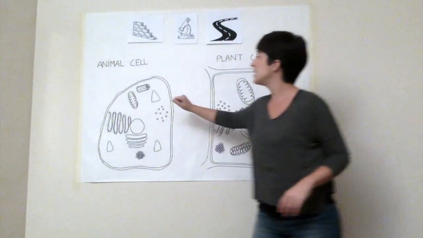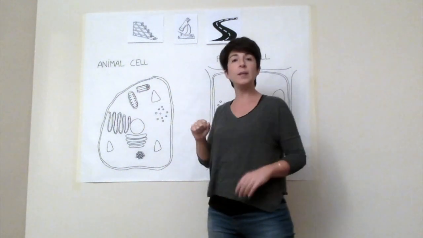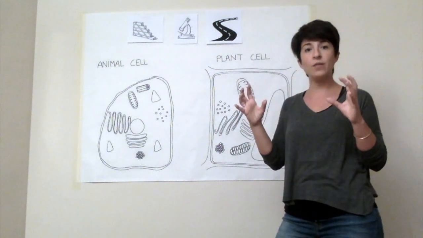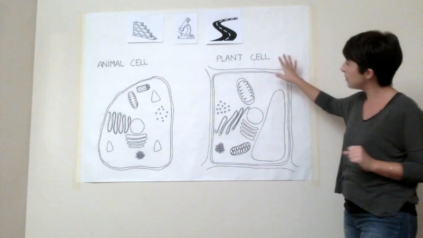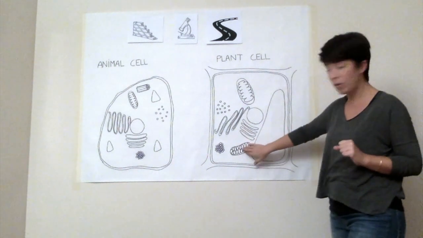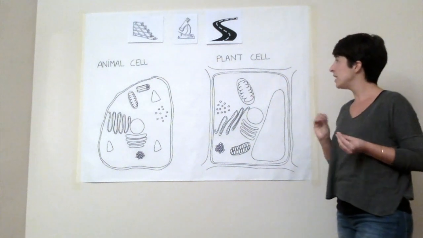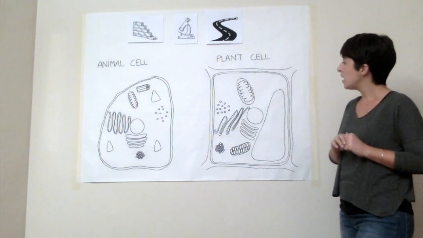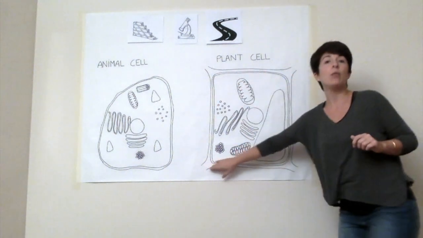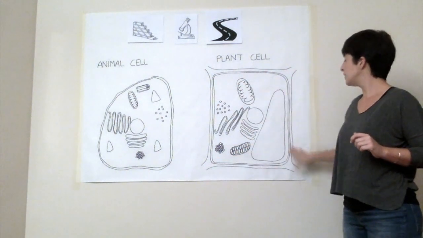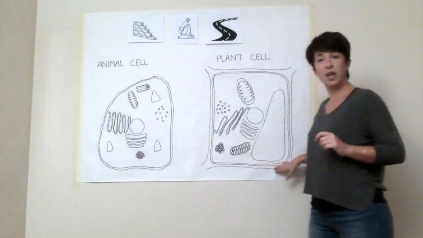Animal cell has centrioles. Centrioles are involved in the division of the cell. And the plant cell has the chloroplast that produces the food that the cell needs to live. And the plant cell also has the cell wall that helps the cell to maintain its shape.